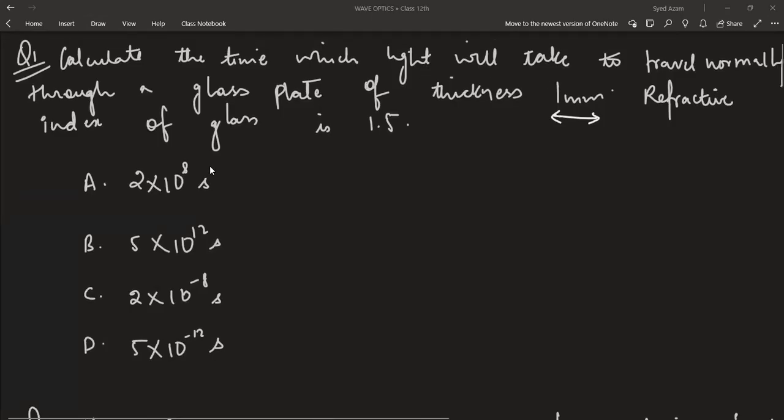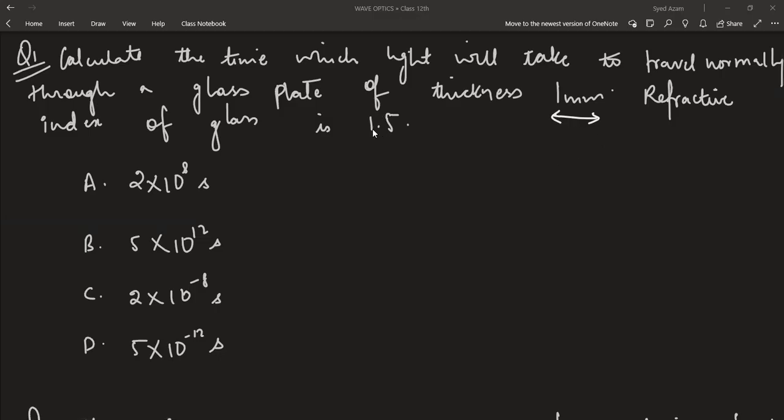For the calculation of time, we are going to use the concept of the refractive index. Any option? I have one doubt. I'm near the answer. We take 1 mm as 10 to the power minus 3, right? Yes, 10 to the power minus 3.